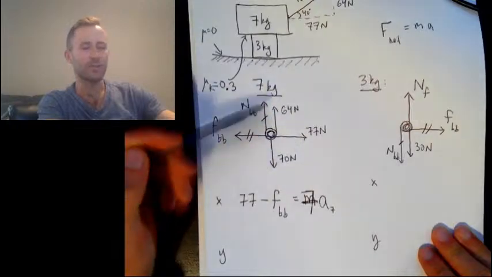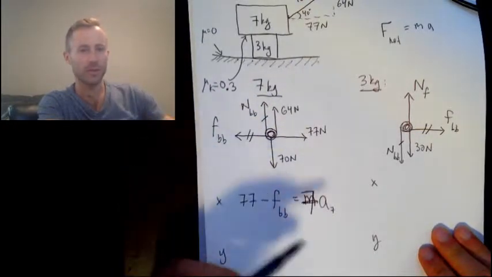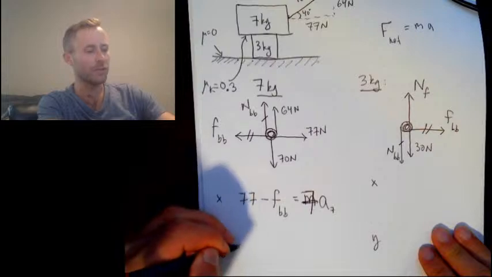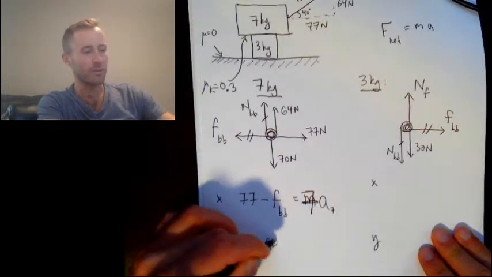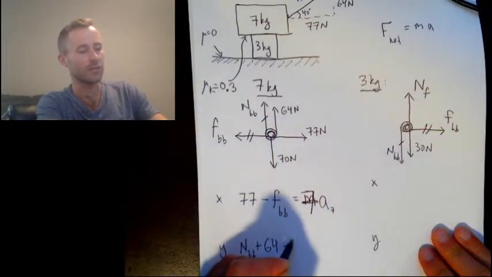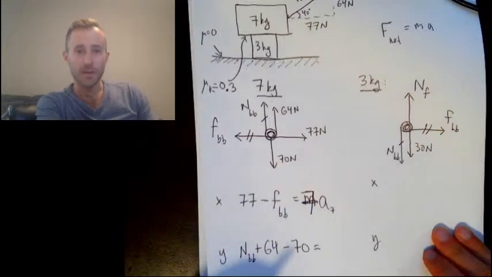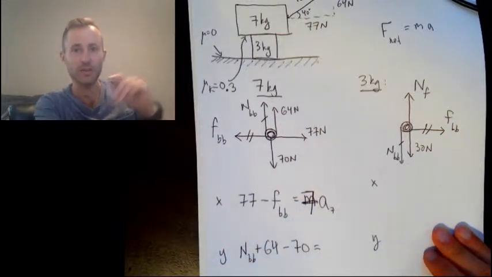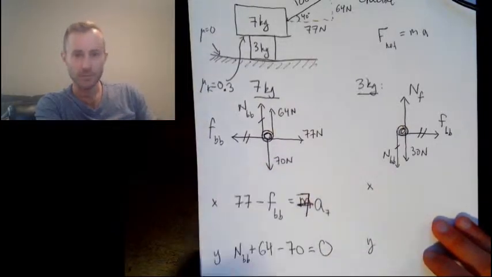In the y direction, we have two upward forces and one downward force. So our net force is going to be N_BB plus 64. Those are the two upwards. Minus the downward is minus 70. Now that has to equal the y acceleration of the 7 kilogram block, which is 0.